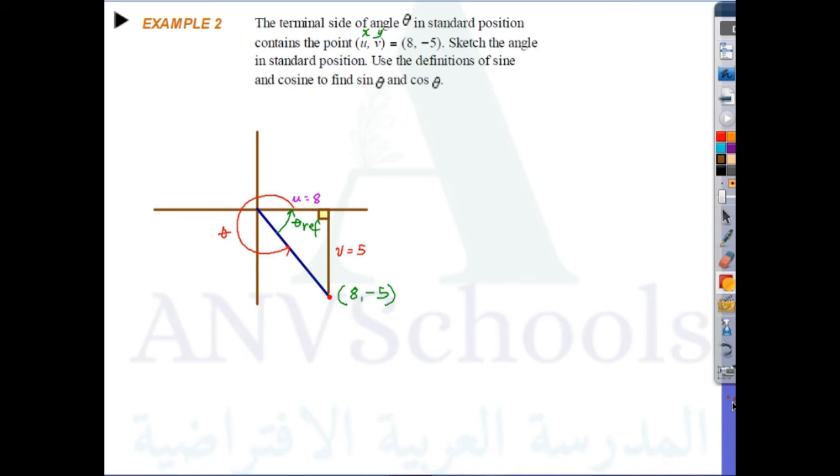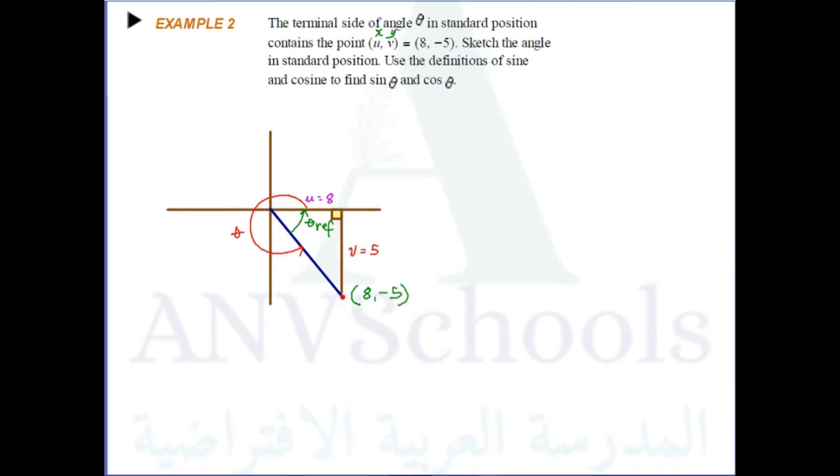so what is our hypotenuse? We have to look for our hypotenuse. And where is our hypotenuse? This is our hypotenuse R. So what is R? Because this is a right triangle, meaning we can use the Pythagorean theorem. So use the Pythagorean theorem for right triangles.